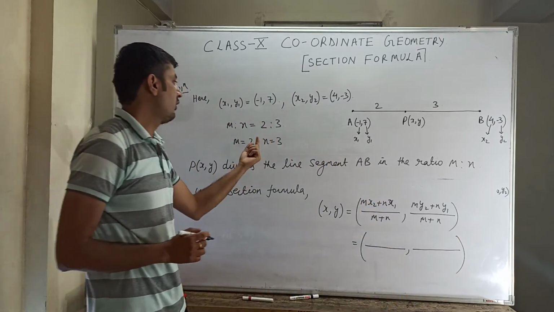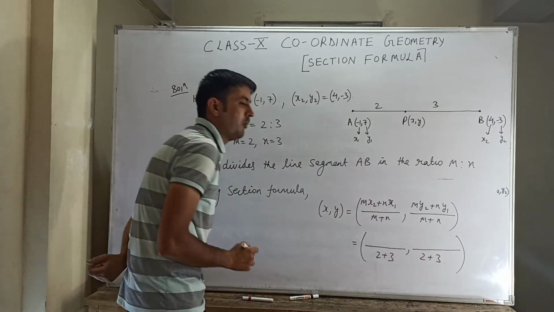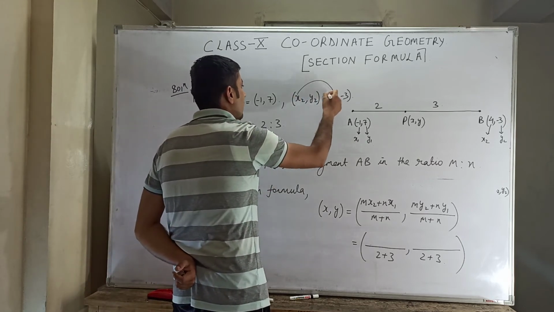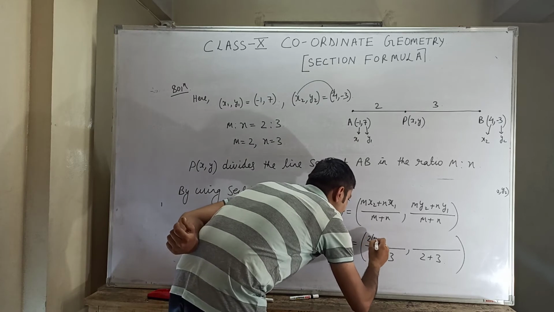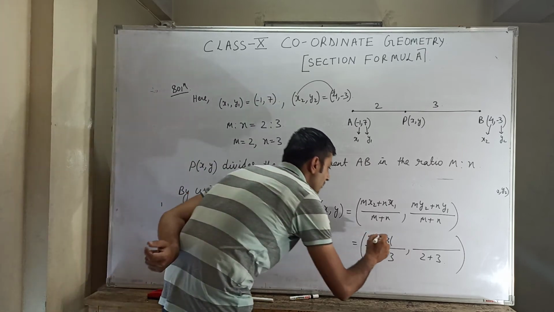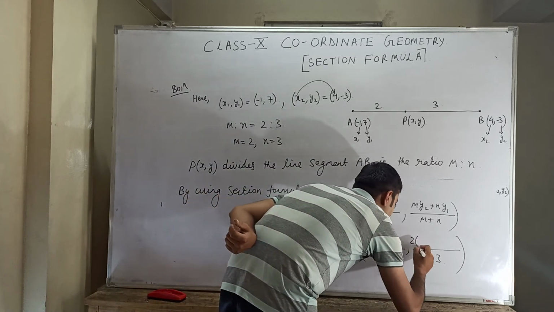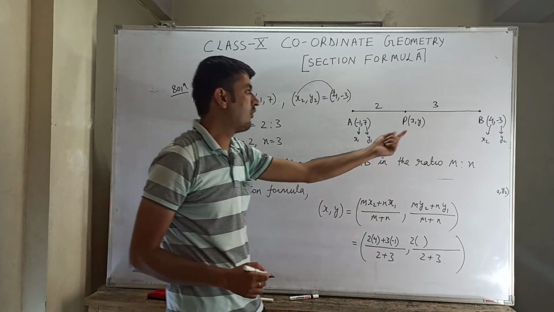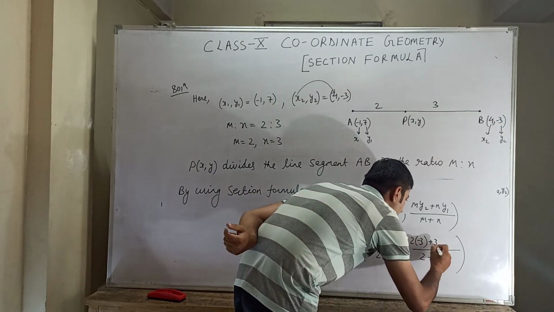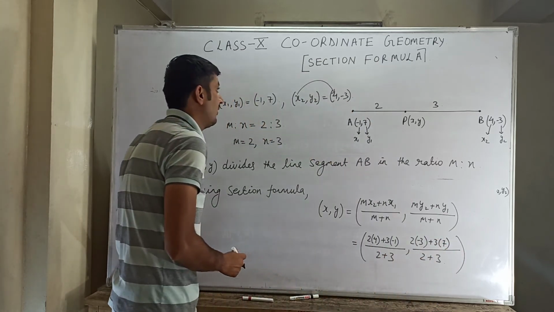m plus n, so 2 plus 3, 2 plus 3. So 2 into x2. What is the value of x2? x2 is 4. So 2 into 4 plus 3 into your x1, which is -1. Then similarly you do for your y2 and y1. So it will be 2 into y2. What is the value of y2? You can see from the figure also, it is -3. Plus 3 into y1. What is the value of y1? It is 7.